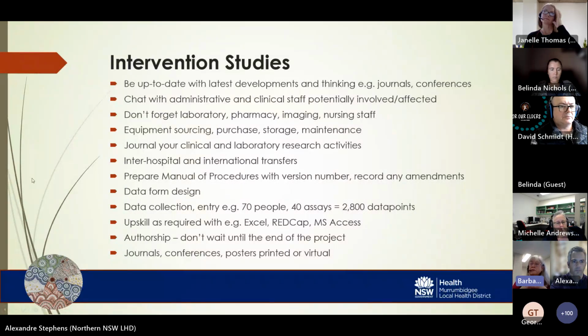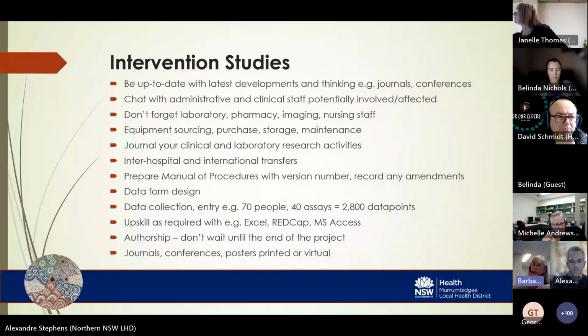So be up to date, follow what's happening in your area, and chat. Then when you're thinking about your project, chat with the people around you who could be involved or affected. And that might be people that you don't normally interact with face to face, but who might still be involved. And I've put chat as distinct from speak to or talk to or discuss with, because chat has the implication of having more of a collegiate relationship, where you can all work together to deliver something worthwhile.